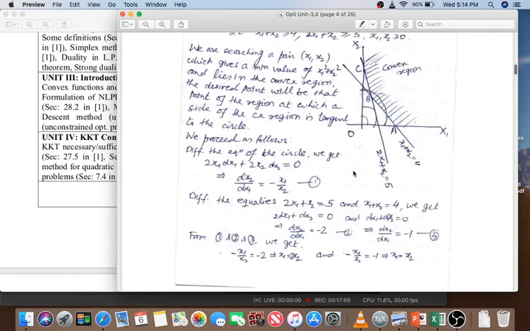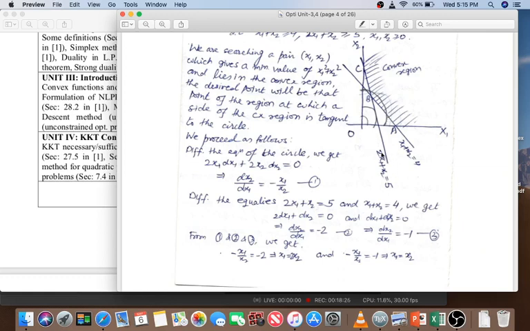Now we have two lines, if you see here. If the circle touches the region, either it can touch this line or this line. In the figure I can see this is the line, but if I don't know, it may touch this line or this line. Wherever it touches the line, the slope of the line and the circle at that point will be the same.